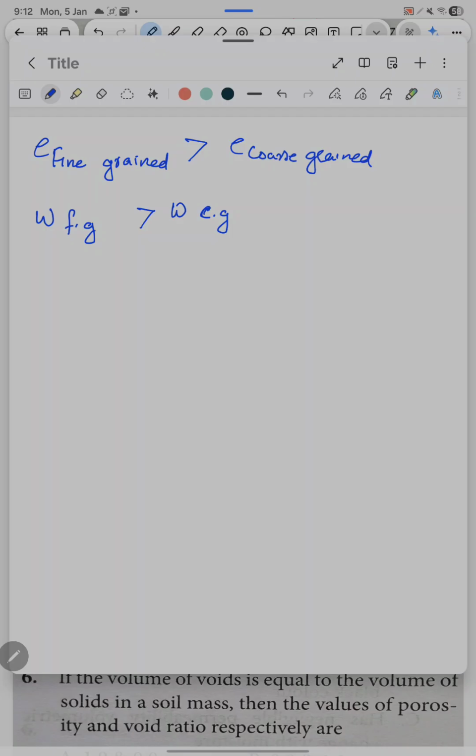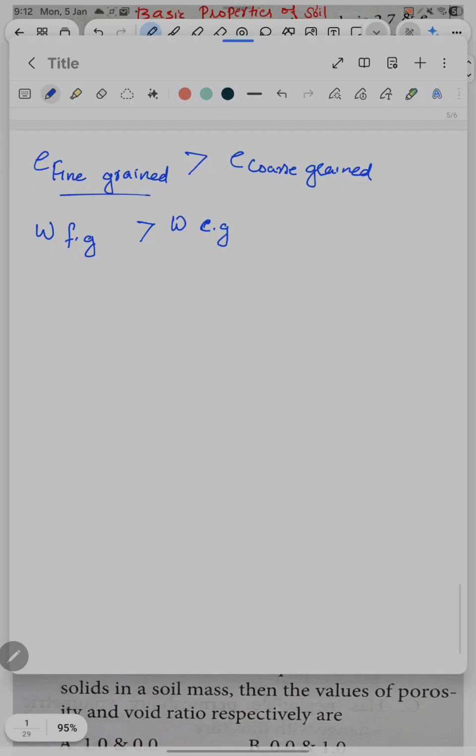Okay, one more thing. We consider fine grained and coarse grained soils, void ratio, and water content. Higher value is for fine grained soil. Fine grained soils' void ratio and water content is higher than that of coarse grained soil. This also, just remember this whole point.